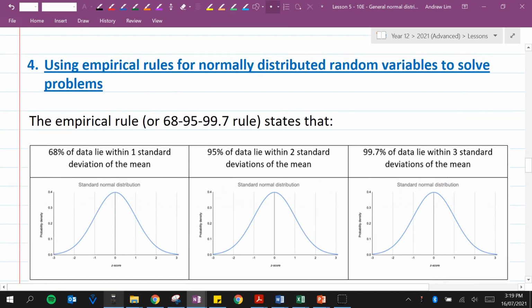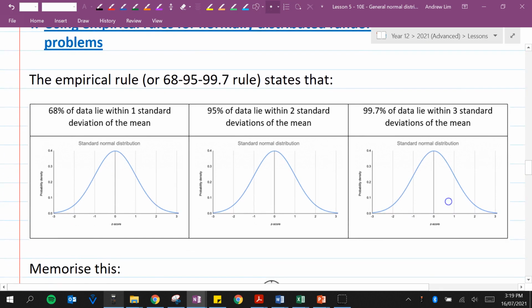Let's have a look at the empirical rules for normally distributed random variables to solve problems. So the empirical rule, or the 68, 95, 99.7 rule, states that 68% of data lie within one standard deviation of the mean. So here's our mean, and within one standard deviation, so from -1 to 1, what this is saying is that 68% of scores lie within -1 and 1 standard deviation of the mean.